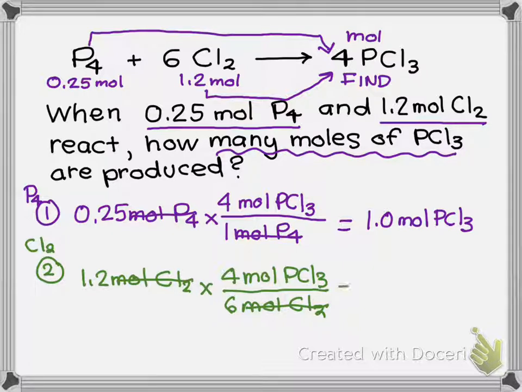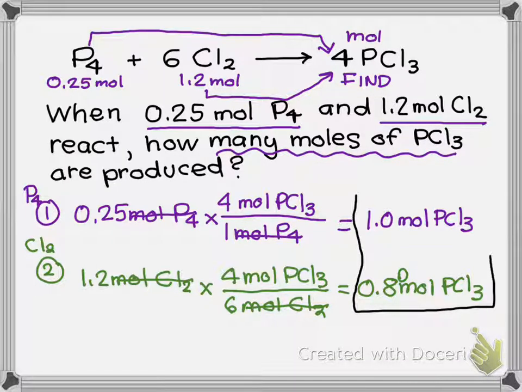And I get 0.8 moles of PCl3. And I guess it would be 0.80 if I wanted to do correct significant figures, which is always my goal. All right, so here's the thing. So now I've compared, I've figured out, looking over here, given the amounts I have, how much I could possibly make.